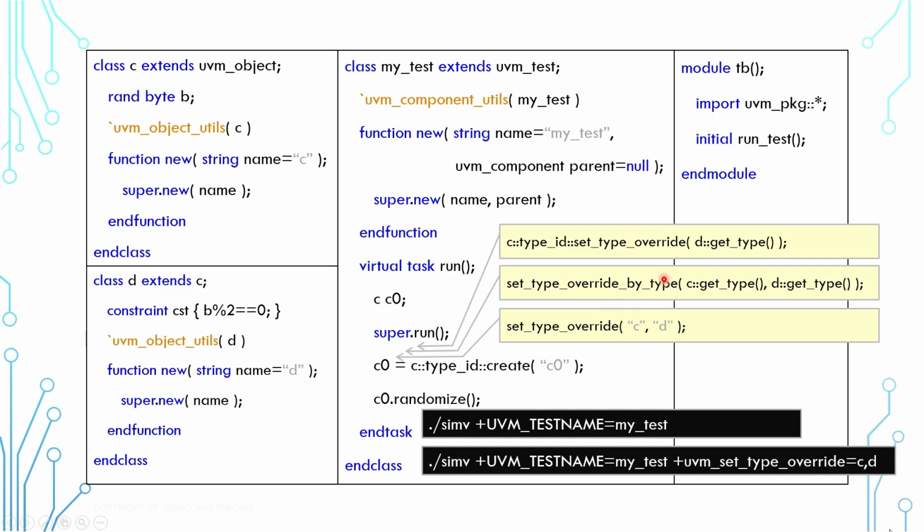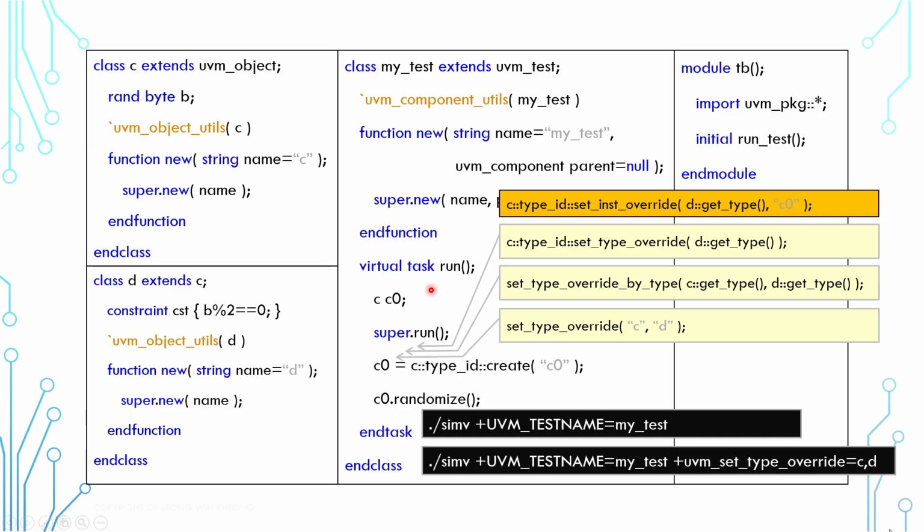Besides these functions, there are also others which allow for finer control. For example, there's a set_inst_override. Set_inst_override is the same as set_type_override, and it allows you to specify which instance you want to override. If we have C0, C1 and C2 here, then this command will only override C0. And similarly, this function has many variations whether in code or in simulation arguments. I'll skip them for now. You may find these variations easily online.